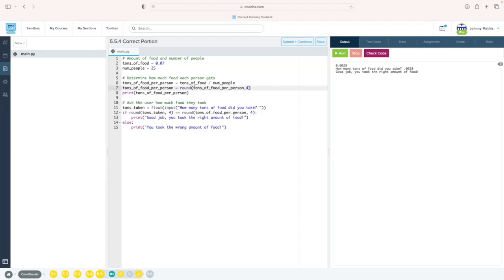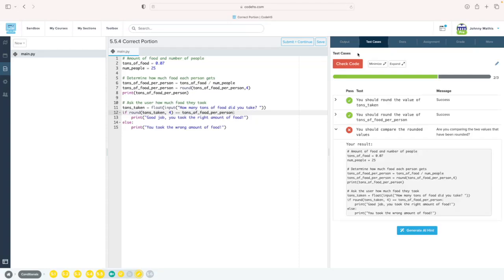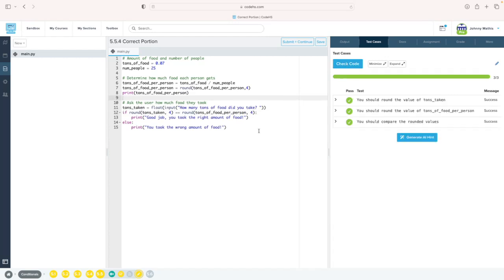So since we did the round here, we could actually take out the round here. That's what we can do. And let's just check the code. Oh, they actually want this to be rounded here. So let's go back and check this code. You don't have to in the real world, but they actually just want it here. Personally, I think it'll be better here, but either way, that's fine.